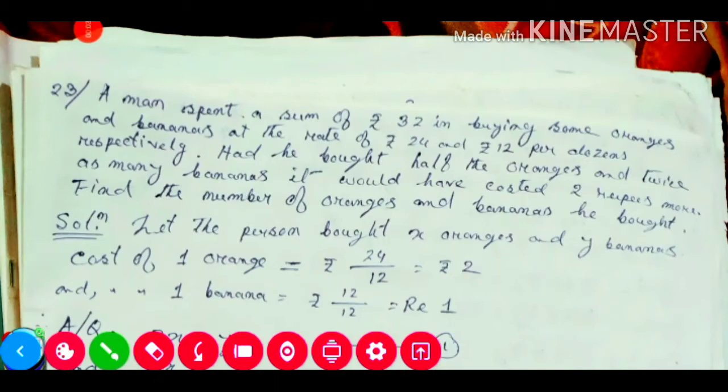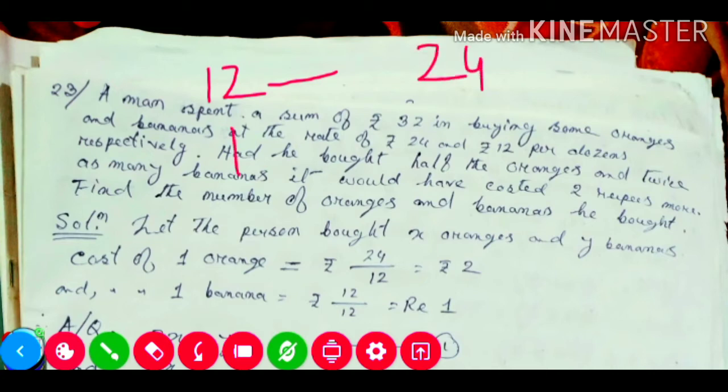Question number 23. A man spent a sum of rupees 32. How much rupees he spent? 32 rupees. Why did he spend this? Buying some oranges and bananas at the rate of rupees 24 and rupees 12 per dozen respectively. That means 1 dozen oranges is equal to 24 rupees. 1 dozen means 12. 12 oranges price is equal to 24.